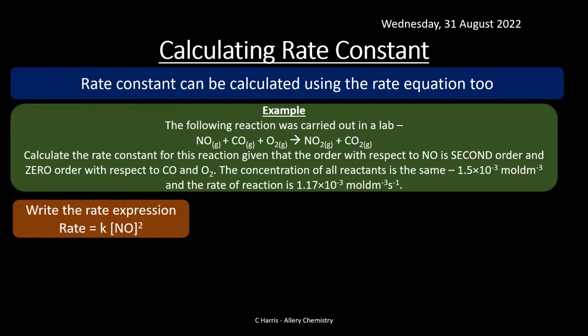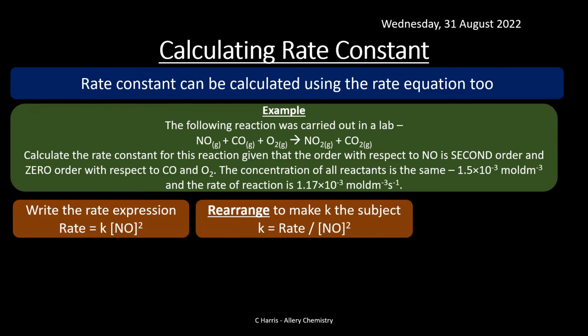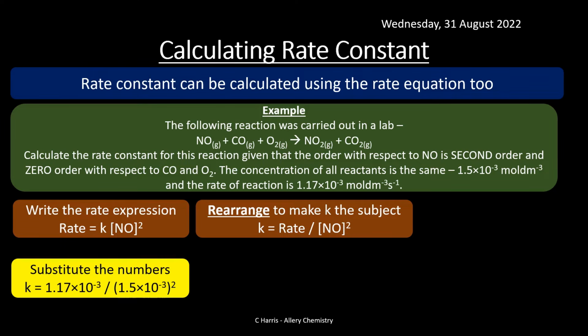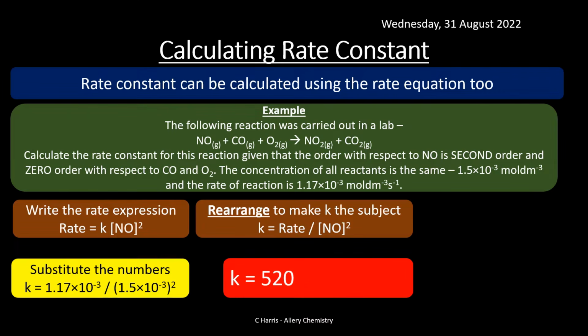You'll see that again when we do multi-step reactions, and we'll do the rate determining step and things like this later on. That point I just made is really important, and I will emphasize it again later on. So to rearrange, we need to make k the subject. So k is rate divided by NO squared. And then it's the easy bit now, we just put the numbers in. There's your numbers there, and we get k is 520.